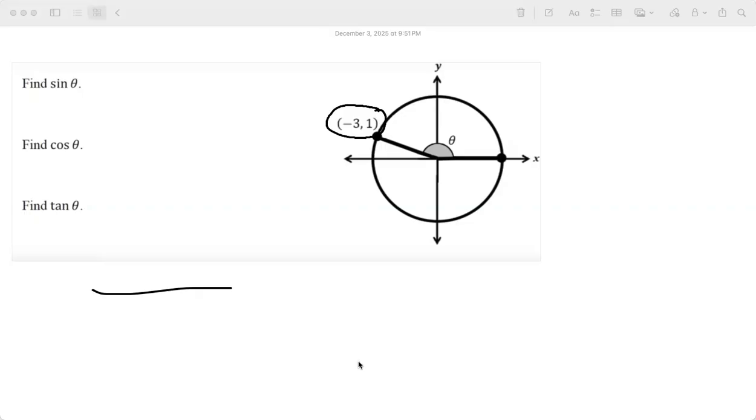cos theta, tan theta. These are not unit circles. It did not mention that these are unit circles. When it is a unit circle, things are so easy. But here it is not a unit circle, but you're given the value of the vertical and horizontal displacement, x, y.